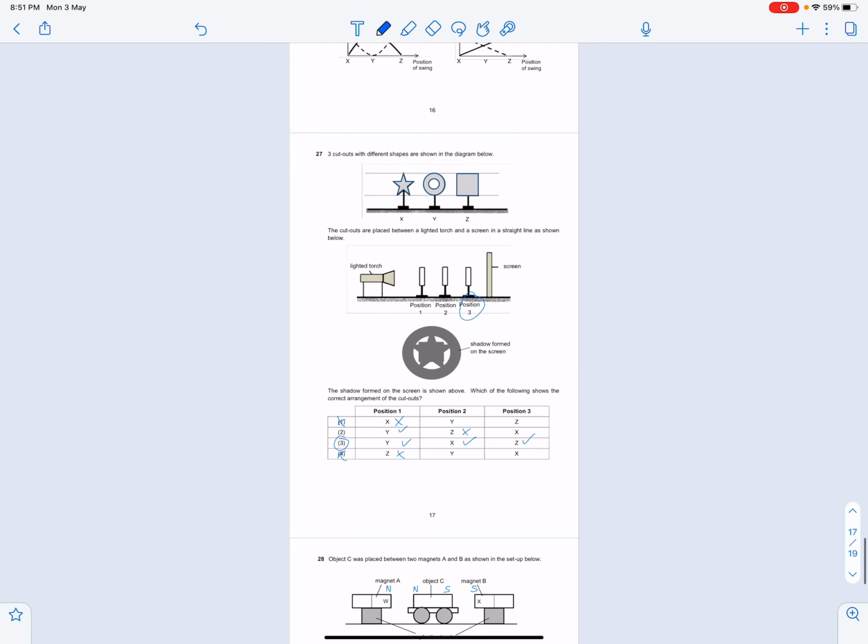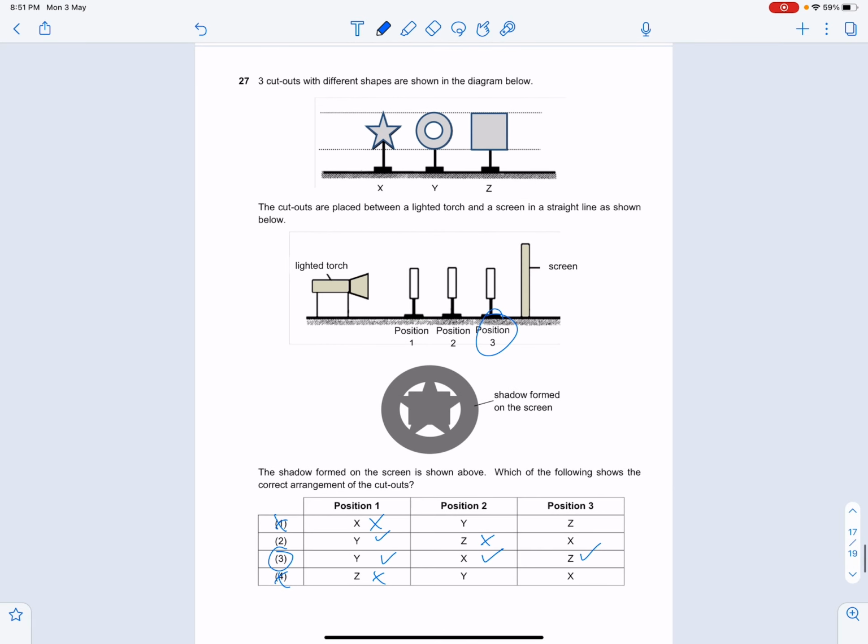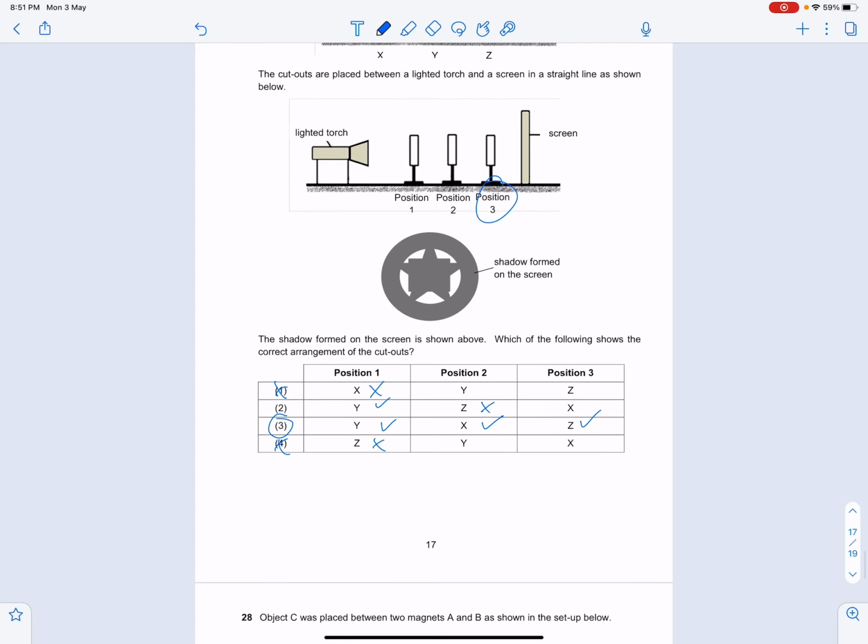Now, before I end off, I just want to go back to question 27 to do a little bit of recap, because I would think that most of you would have forgotten this since this is a primary 4 topic. There is a very simple way to help you remember it, to reason it out. You draw a straight line, and on this straight line, you have a light source. Just put a dot, and then you have a screen.